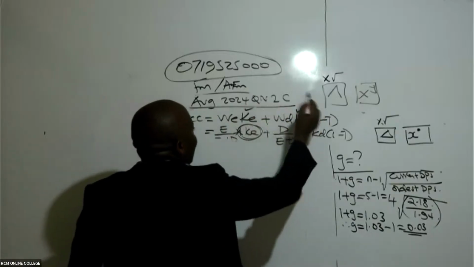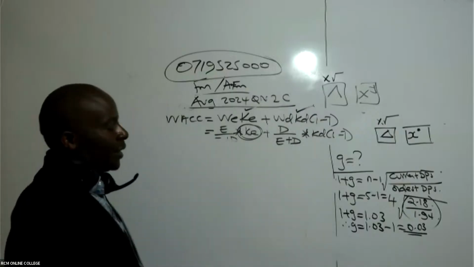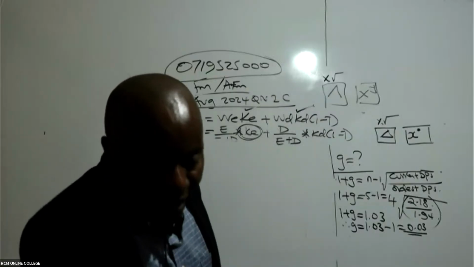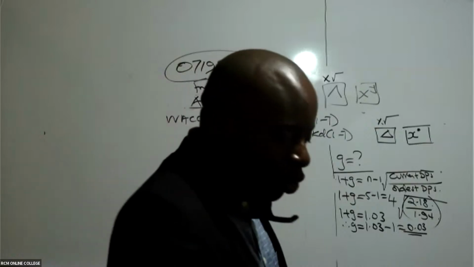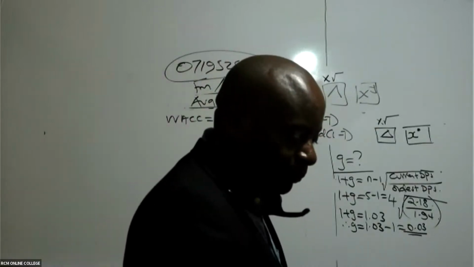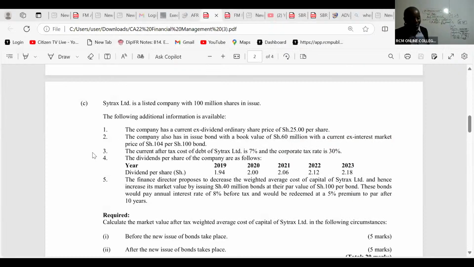How about this KD? Let's see the KD given there. Let's see the information about KD, cost of debt. So what are they telling us here? You can see here, the current after-tax cost of debt, KD, is 7%.